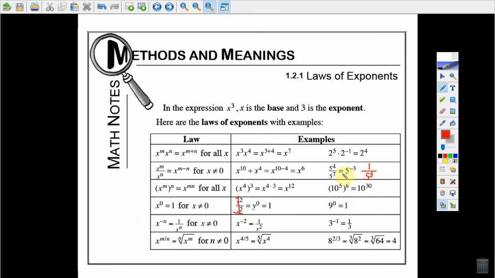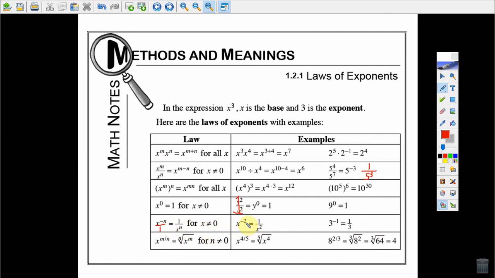I mentioned this up above when I said 5 to the negative 3 could be 1 over 5 to the third. If you have a negative exponent, you can make it positive by moving it to the opposite side of the fraction bar. So you may say, Mr. Jewell, there's no fraction bar here. Well, we know that x to the negative m is really x to the negative m over 1. And to make that positive, we move the x to the negative n down, and it becomes x to the positive n, and there's a 1 on top now.